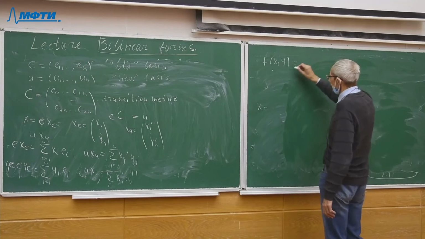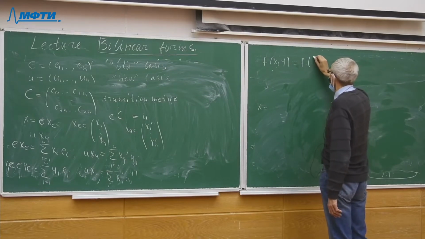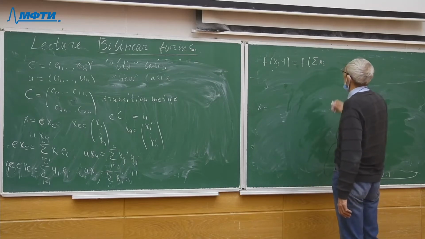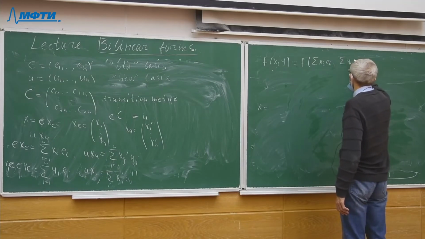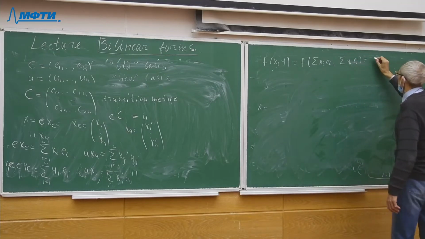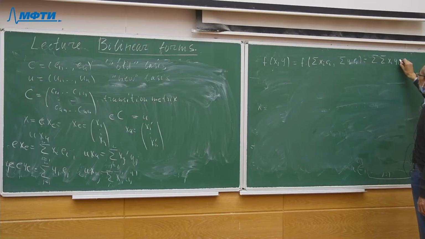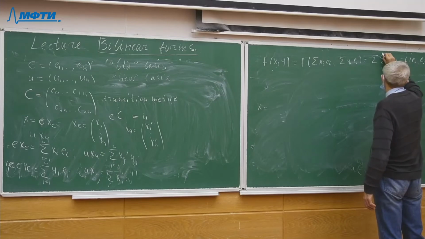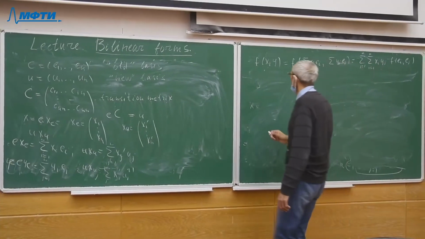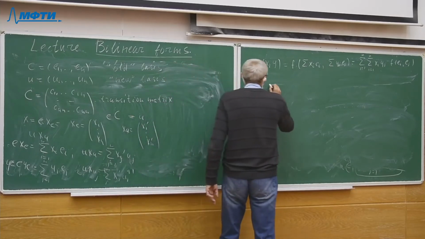And let x be equal to the sum of x_i e_i, and y equal to the sum of y_j e_j, and we obtain the double sum of x_i y_j F(e_i, e_j). In the same way, we can rewrite this expression in the new basis.